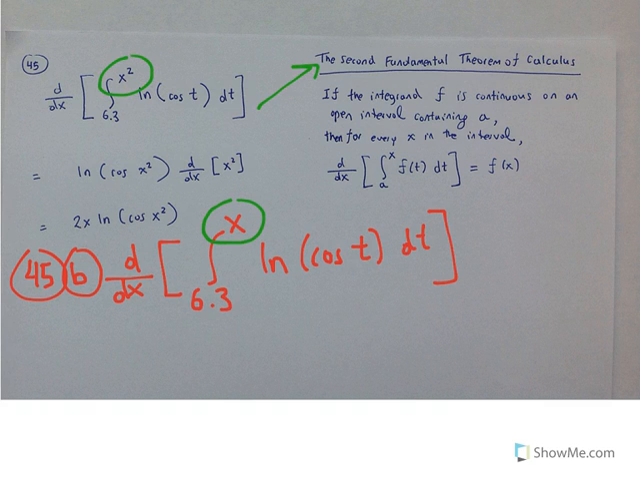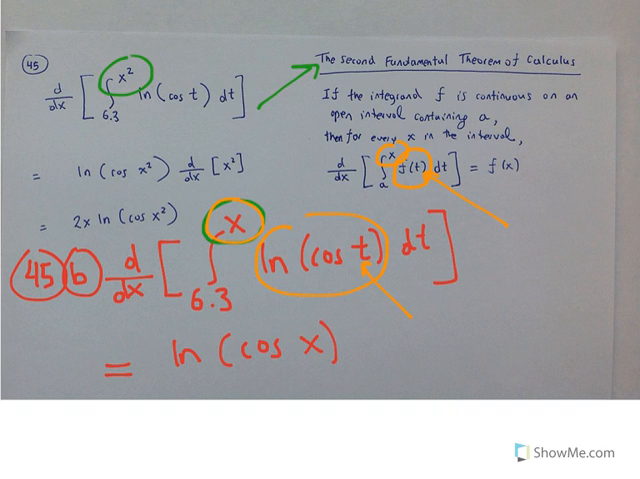all you would have to do is look at the integrand, this is our integrand, and replace the t in the integrand with our upper limit of integration, and we would have our answer. So our answer for 45b would be natural log of cosine of x. And that's it for 45b.